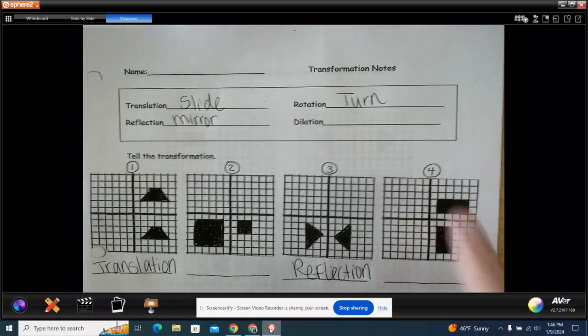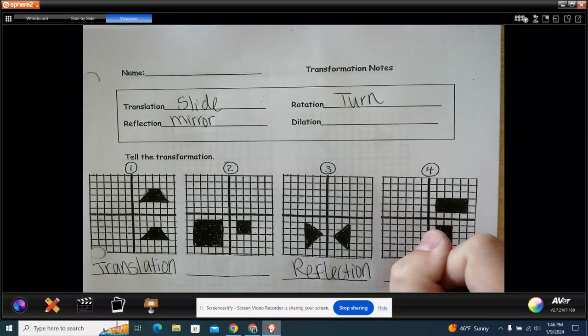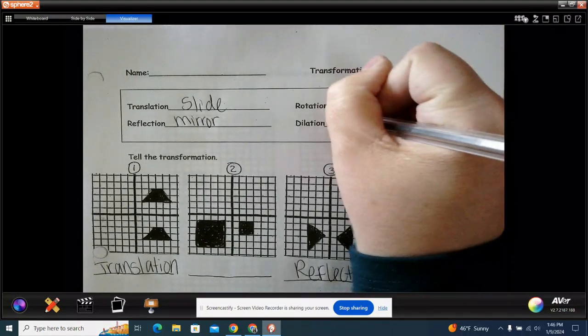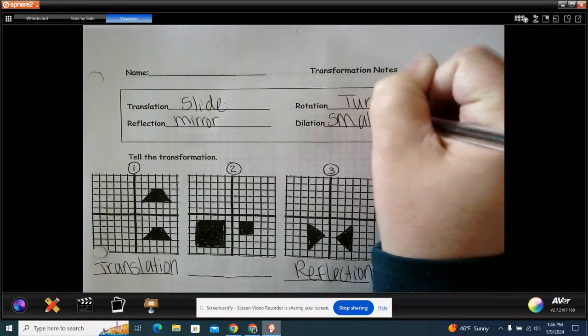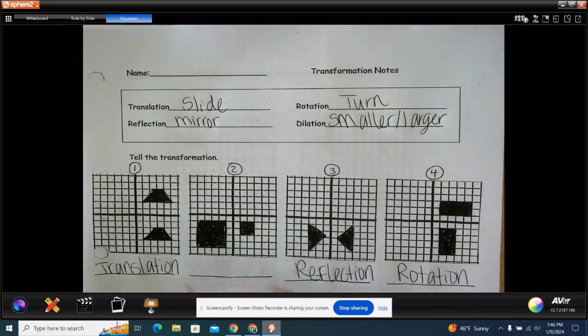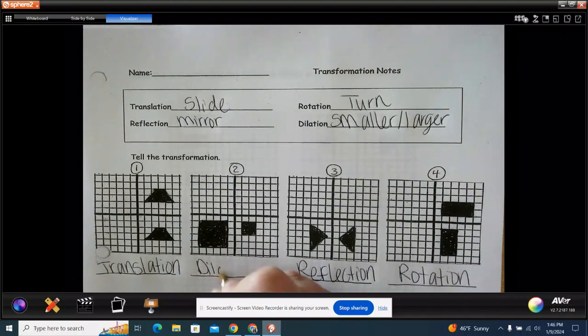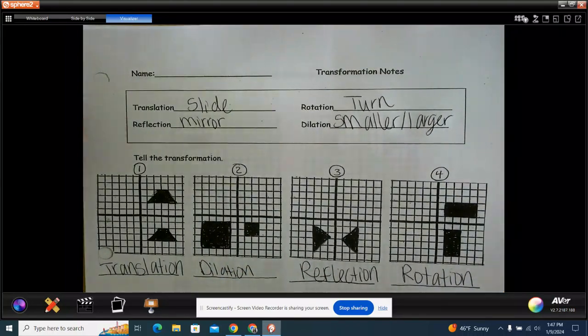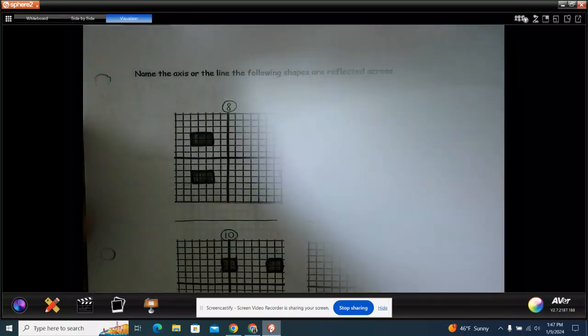So the image has changed orientation. And then the last one is going to be dilation. This is where the image is getting smaller or it is getting larger. And so number 2 is a dilation. So now we're going to dig more into the 4 types of transformations.